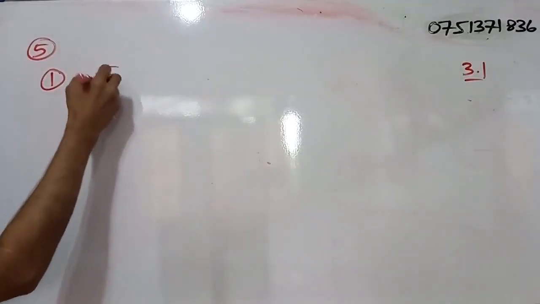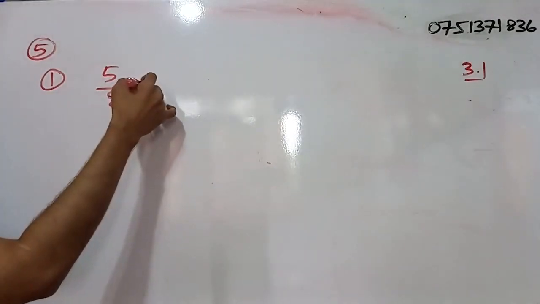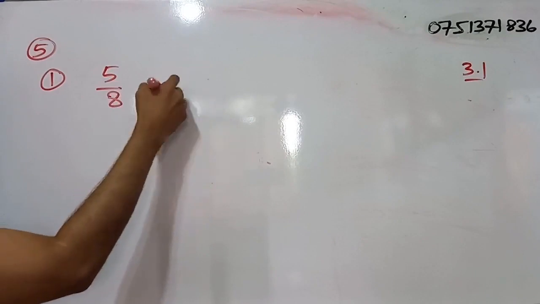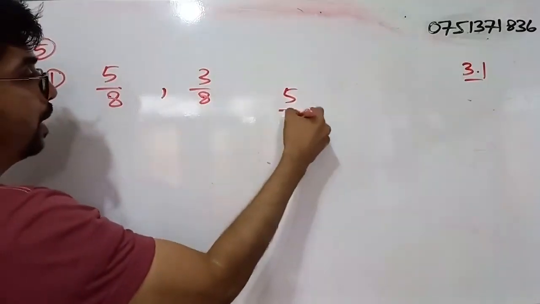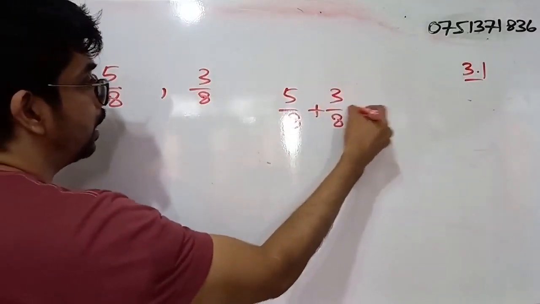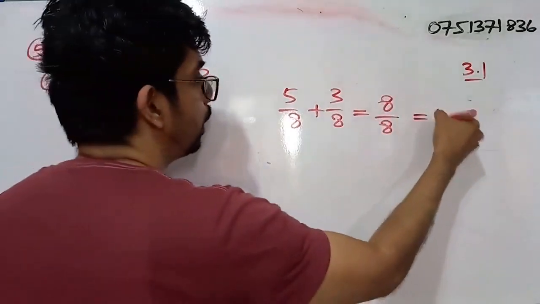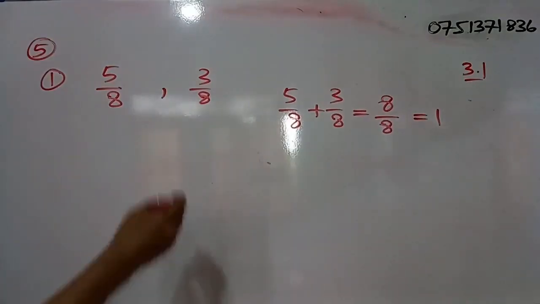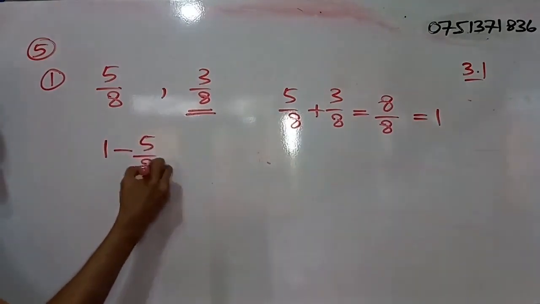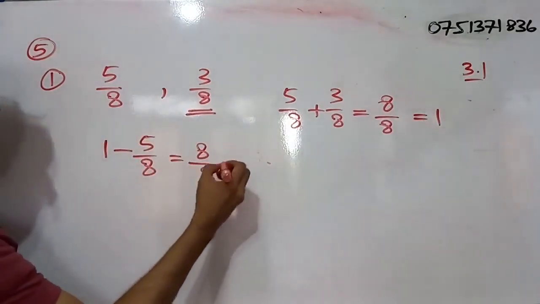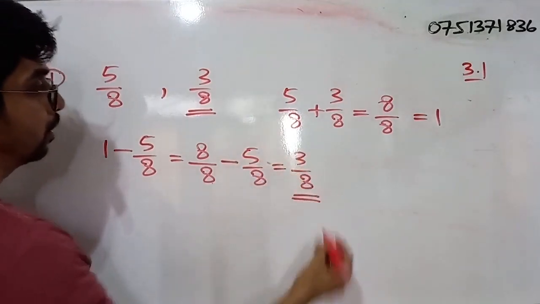So he had saved 5/8. So he still needs what? 3/8, no? Either 5/8, when we add 3/8, that becomes what? 8/8, no? 1 whole. So this is equal to 1, no? So this is the answer as a fraction, or we can take simply as what? 1 minus 5/8. So we get what? 8/8 minus 5/8. So the answer is 3/8. Alright?